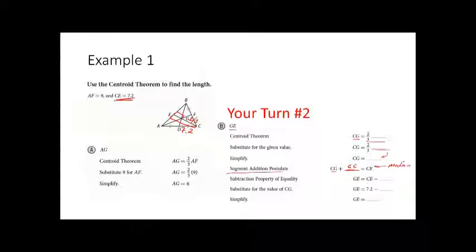There we go. All right, so once you have that substitution property, whatever you got for CG, you're going to subtract it from what you know is CE, which is 7.2. And then you should be able to get your answer for GE, okay?